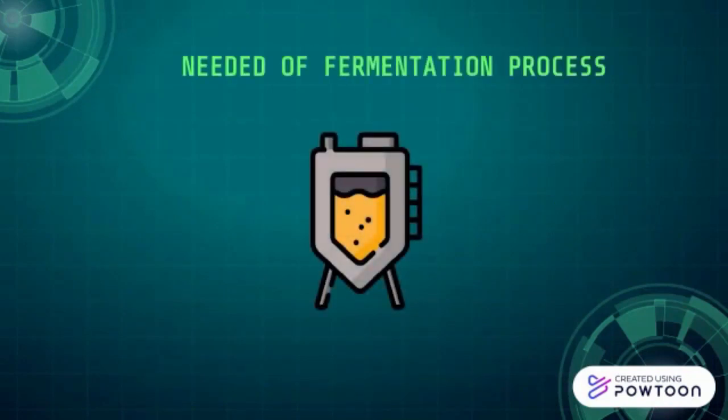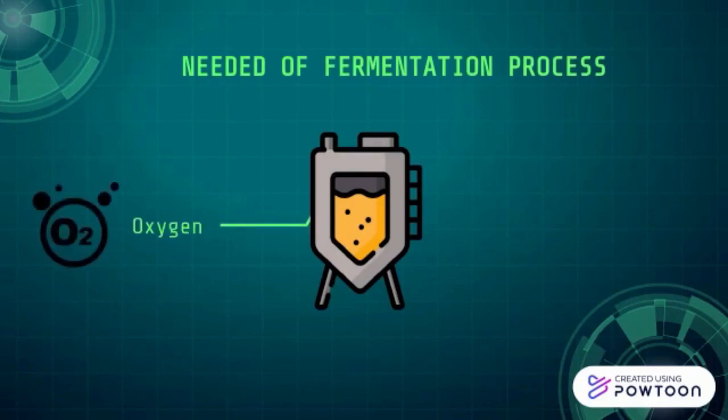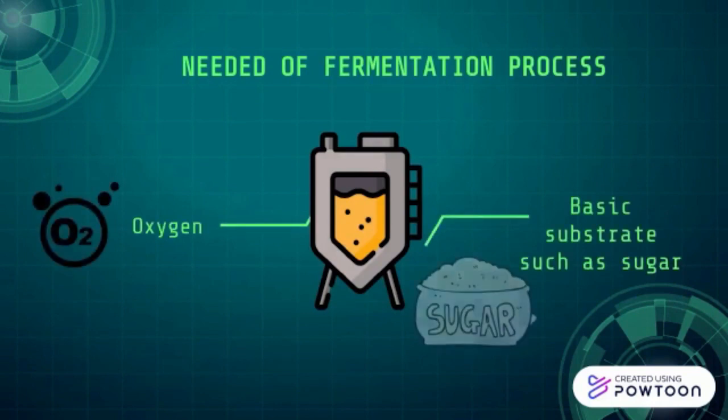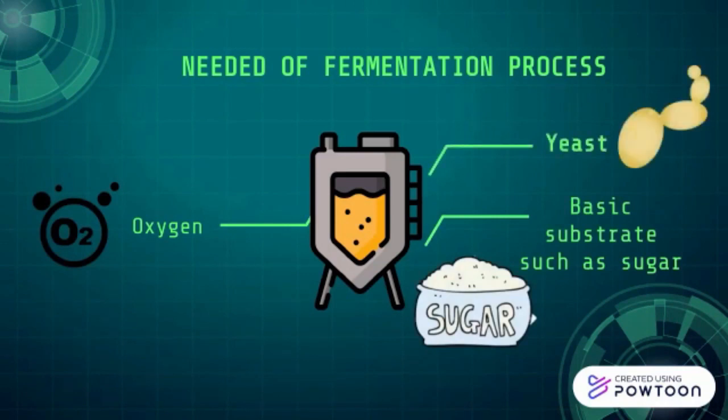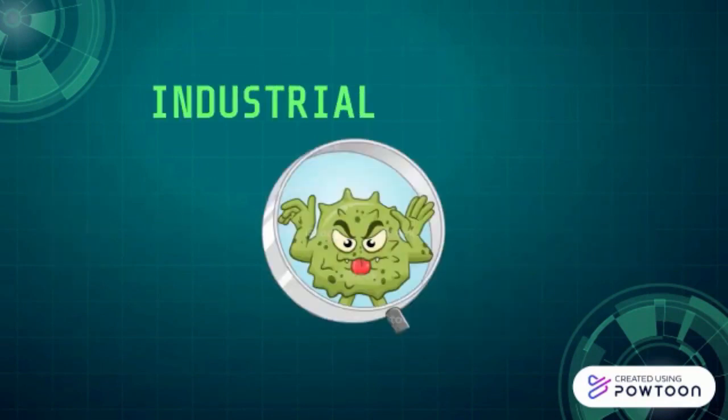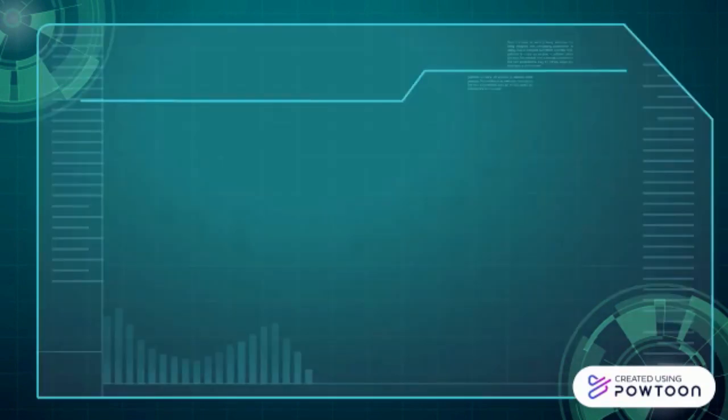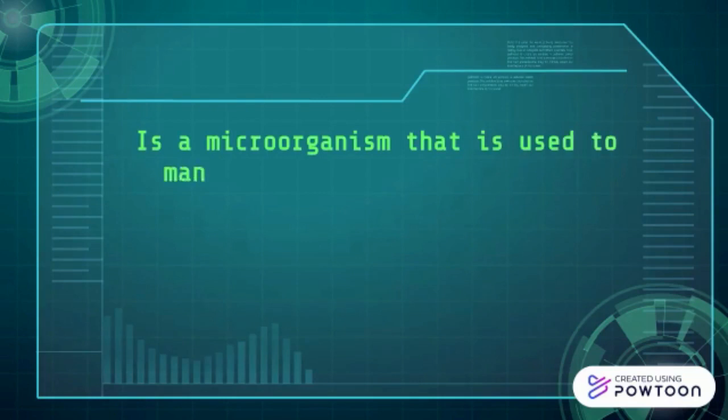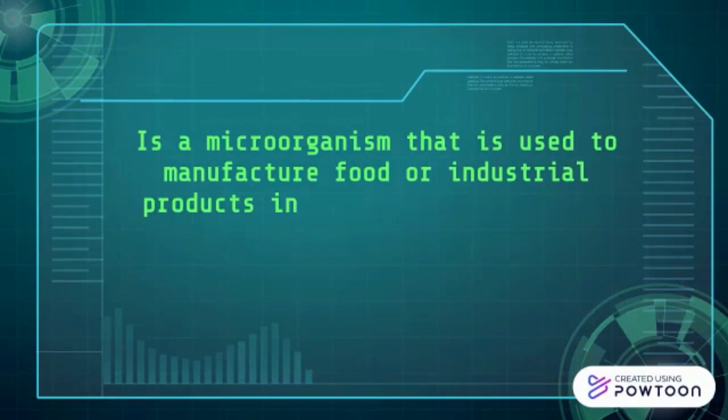Needed for fermentation process. The first one is oxygen, the second one is basic substrate such as sugar, and lastly is yeast. Industrial microbe is a microorganism that is used to manufacture food or industrial product in a large quantity in the bioreactor.